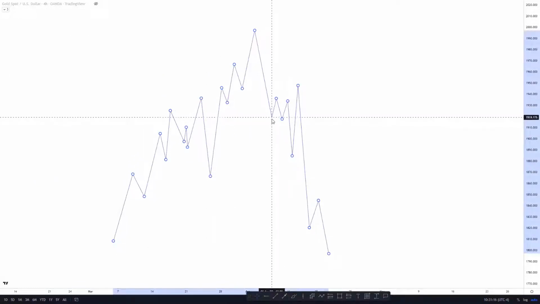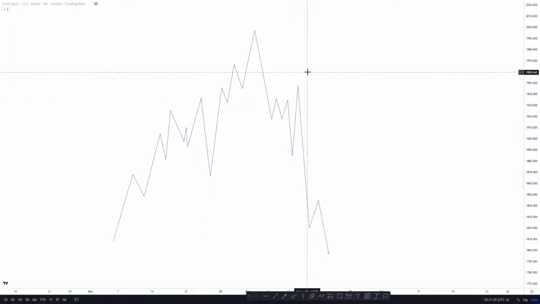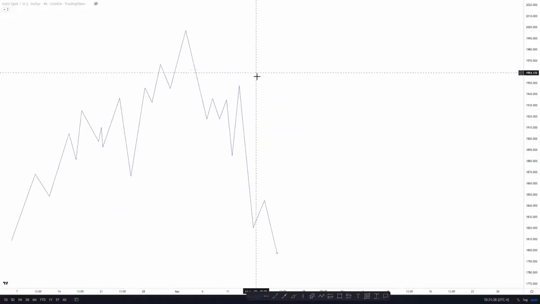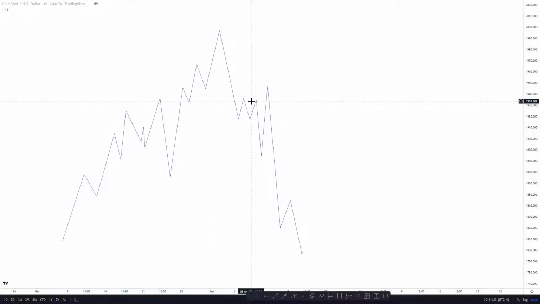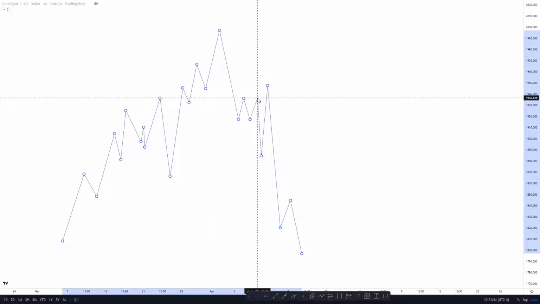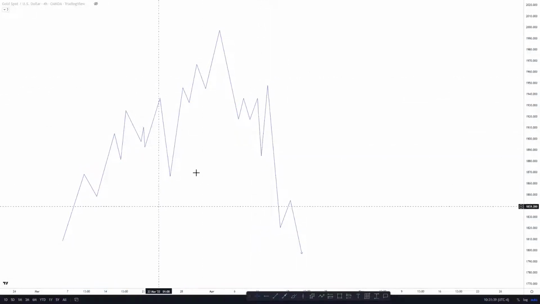So how do I mark my hidden base and decision point? First, I mark those levels which have taken out liquidity from previous areas. I look at those areas which have taken out liquidity from previous areas.